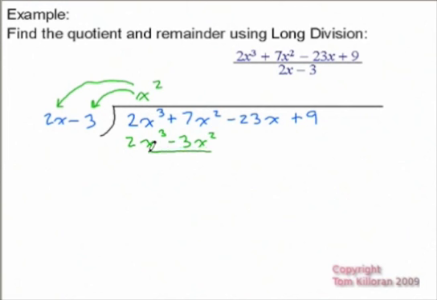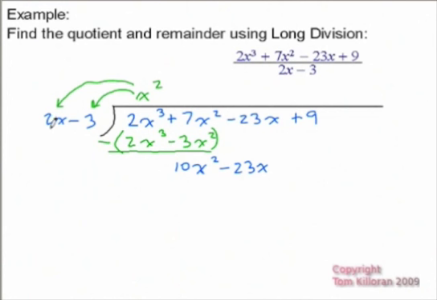And then when we come down here, we're going to subtract away what we just multiplied down. And when we subtract, that's going to change the sign to a plus. So we're going to end up with 7x squared plus 3x squared, better known as 10x squared. And just like regular long division, we're going to pull down the next thing. So that would be negative 23x. And then start all over again.